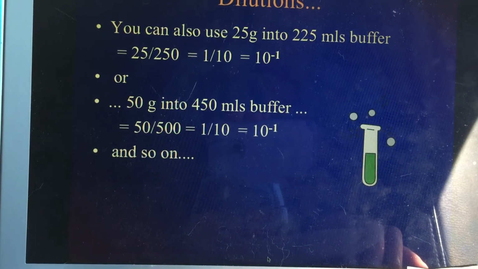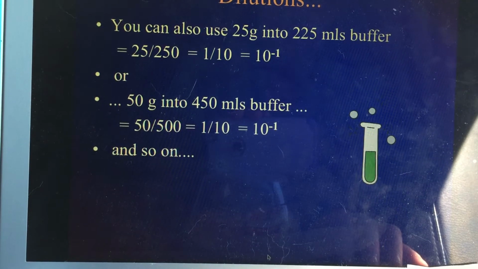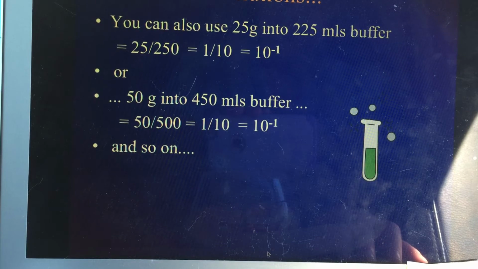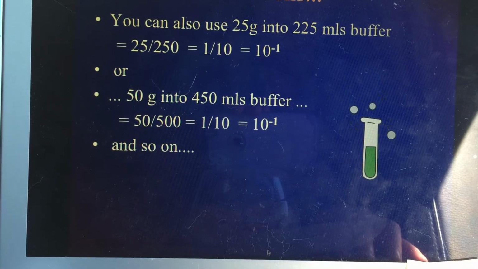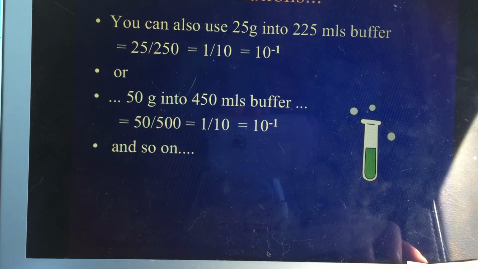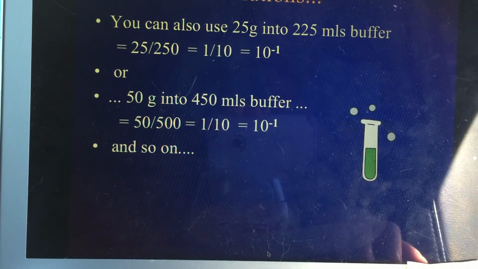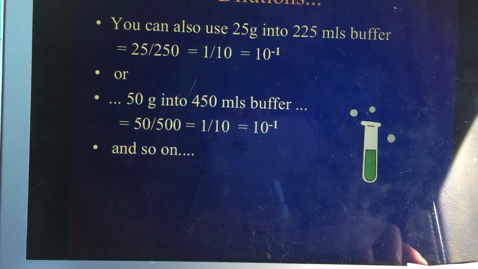So 25 grams would be placed into a total of 250 grams. Reducing that fraction, you're still going to get a 1 in 10 dilution, or a 10 to the minus 1. Using 50 grams, we would put 50 grams into a total of 500 grams, 10 times more than the sample volume. And that would be reduced down to a 1 in 10 fraction, or 10 to the minus 1.